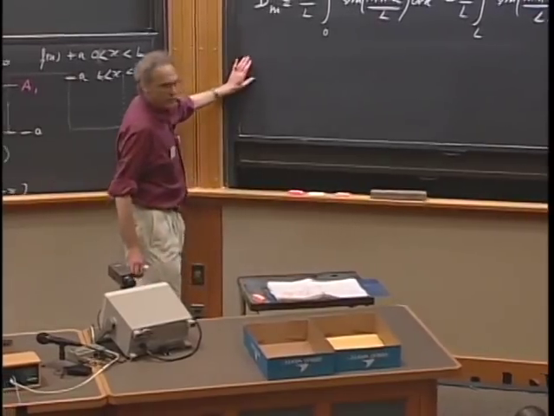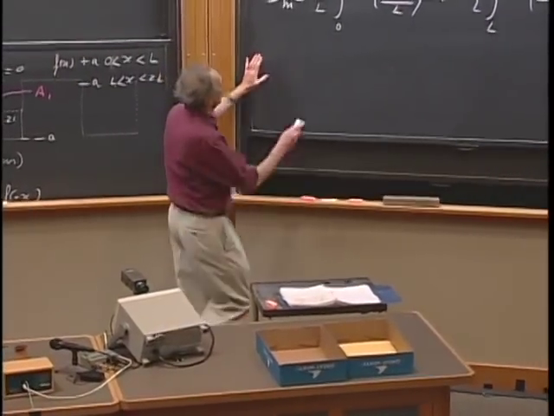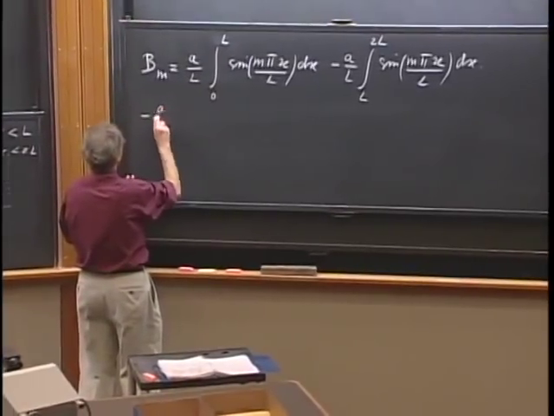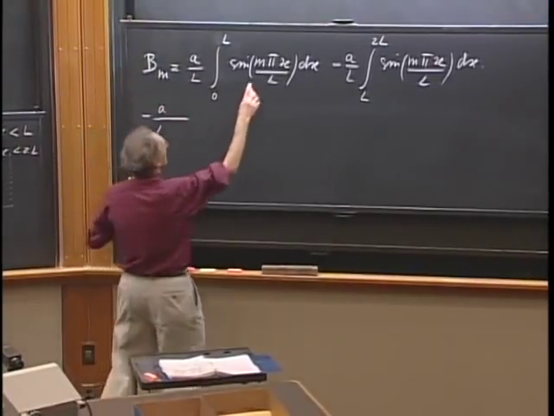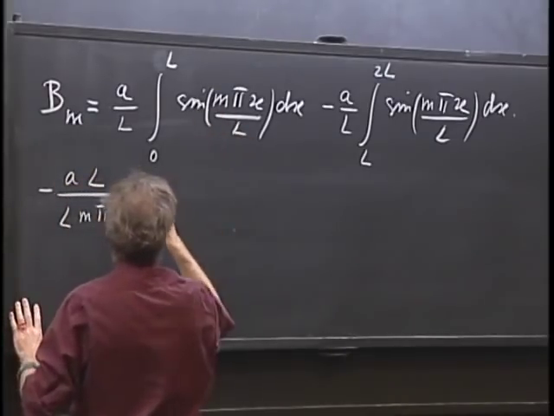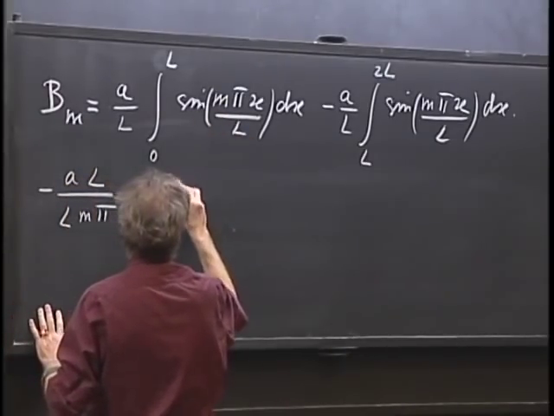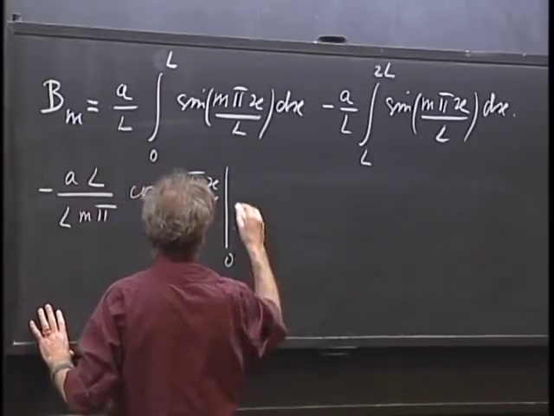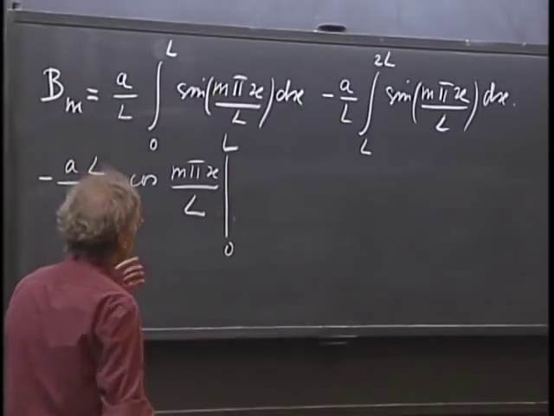This integral is trivial, of course. If I do an integral, I get minus the cosine. So I get an a divided by L out, and I get m pi downstairs, and I get L upstairs. And then I get the cosine of m pi x over L, and I have to evaluate that between 0 and L.